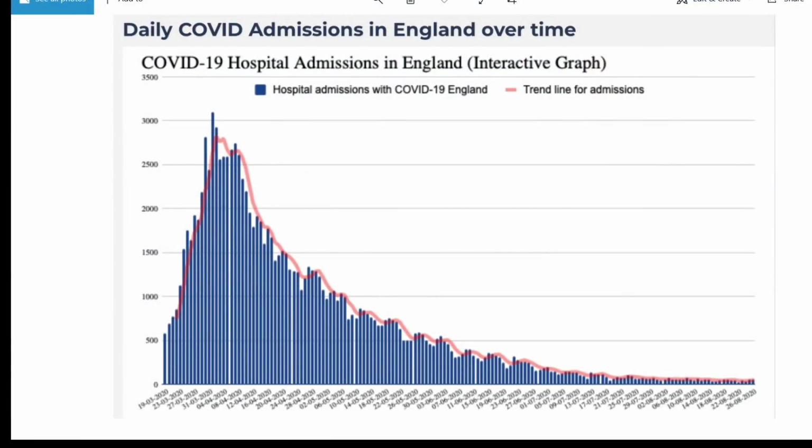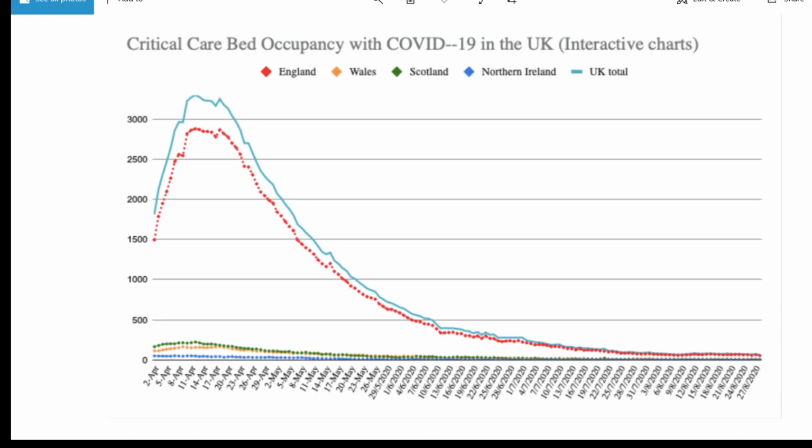So that was the hospital admissions. And this was the critical care bed occupancy, also way down, and these are separate figures for England, and that's the English figure there. That's the total figure there. Of course, the population of England is much greater than the population of Wales, Northern Ireland and Scotland. So this is the overall figure here in blue. And again, we can see that intensive care occupancy has dropped off really quite dramatically.